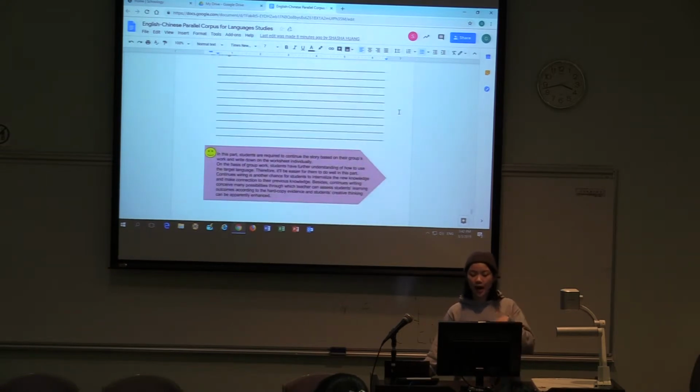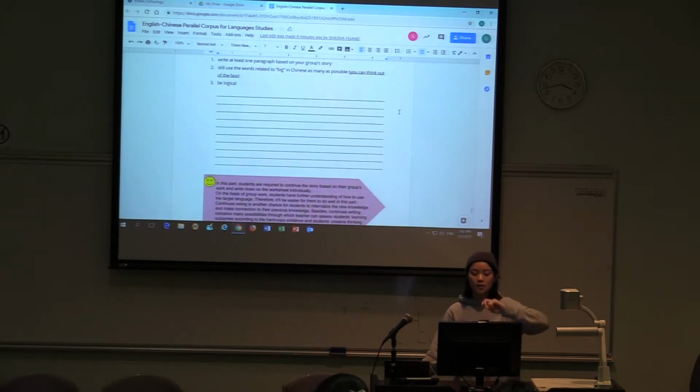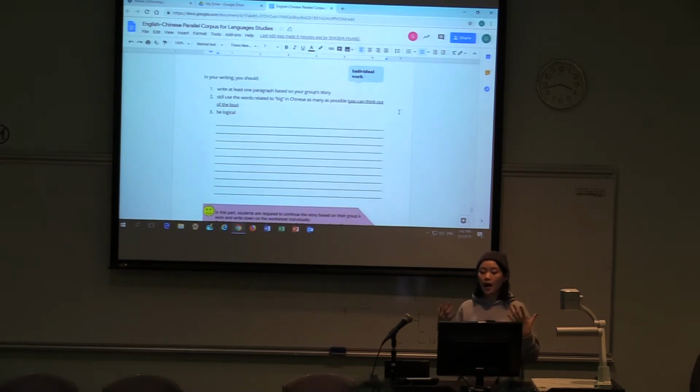So in this output exercise, why we chose these two activities is because we want our students to internalize their knowledge, to combine their new knowledge and their old knowledge, to connect them together, because I think this is a very good way for them to construct the knowledge and to remember the new knowledge. And this one is very creative, and I think students will like it.